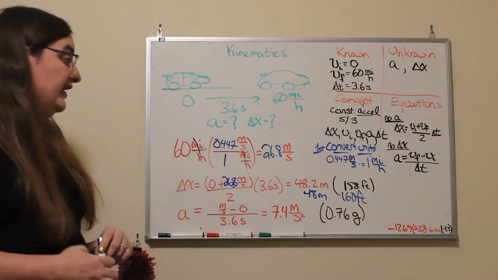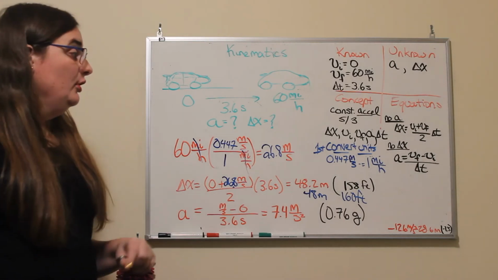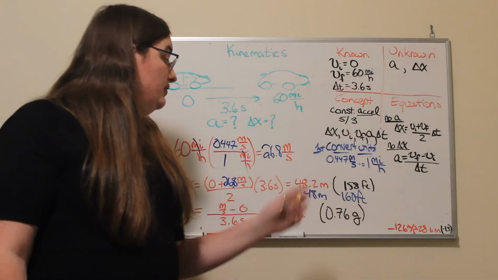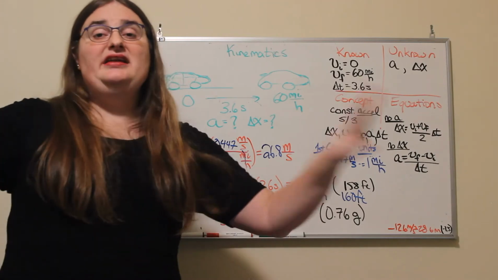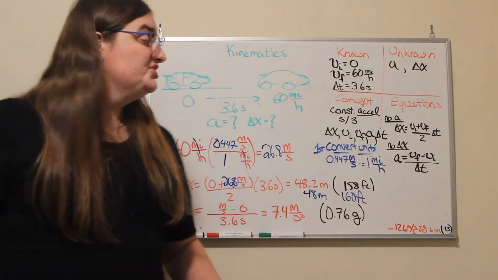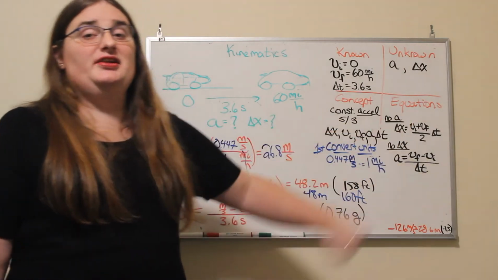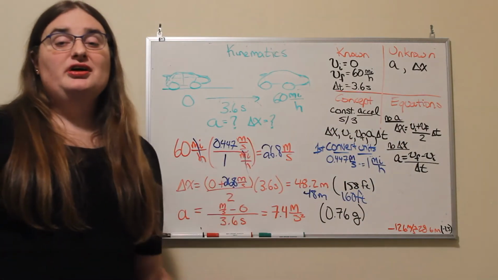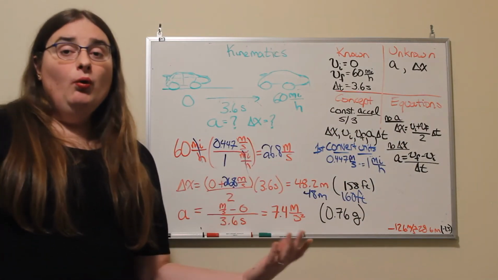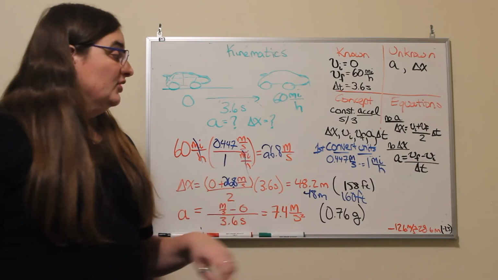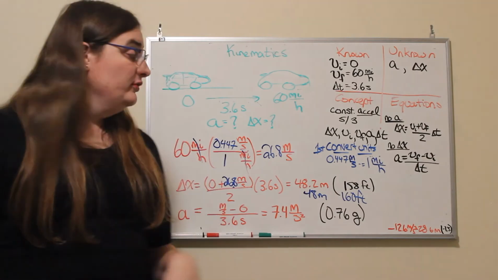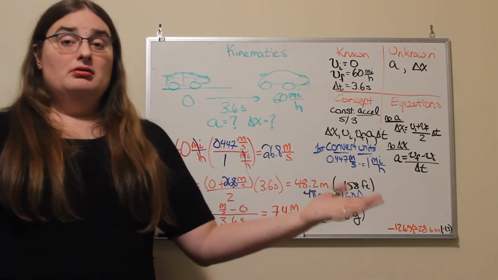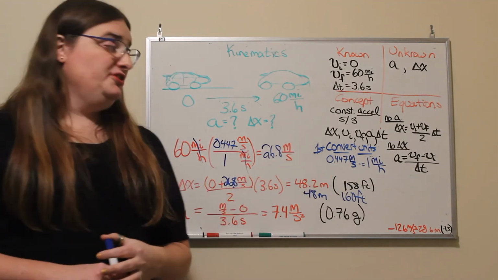Now, for calculating the acceleration, we could use 48.2 meters as our displacement and use any of the other equations that don't show up in the no acceleration family to solve for acceleration. Or we could do things directly. We could say, well, I don't need to know that the car traveled 48 meters. Let's use the starting information.